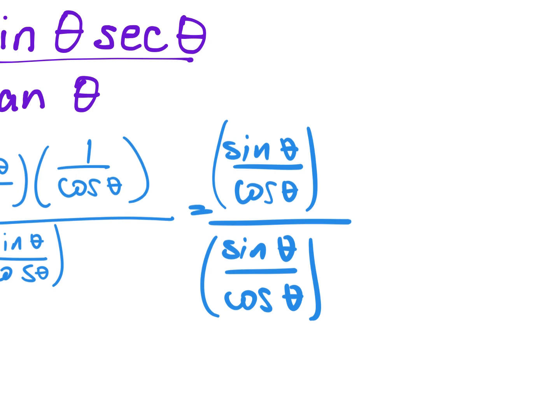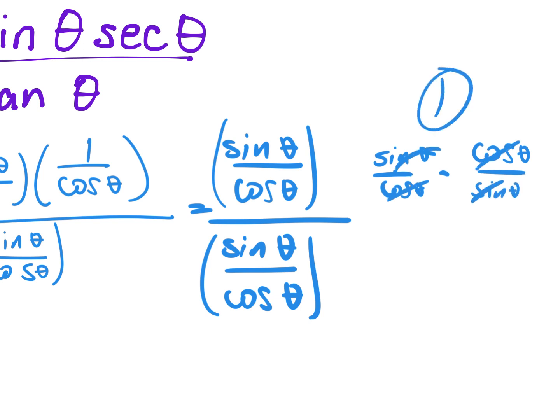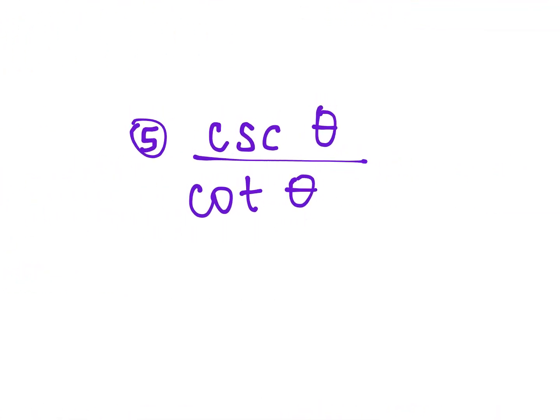Could you cross it off right now and say 1? Yes. Could you flip at this point and say sine over cosine times cosine over sine, and then cross off and get 1? Yes. Could you change sine over cosine to tangent, and then make it tangent theta over tangent theta, and then cross it off and make it 1? Yes. That's fine, as long as it mathematically makes sense. You use your identities, you follow a logical thinking path, that is perfectly fine. All right, 5. Very redundant.